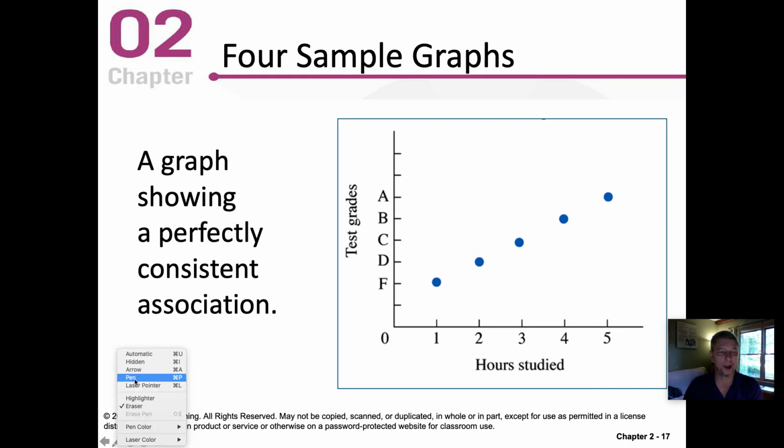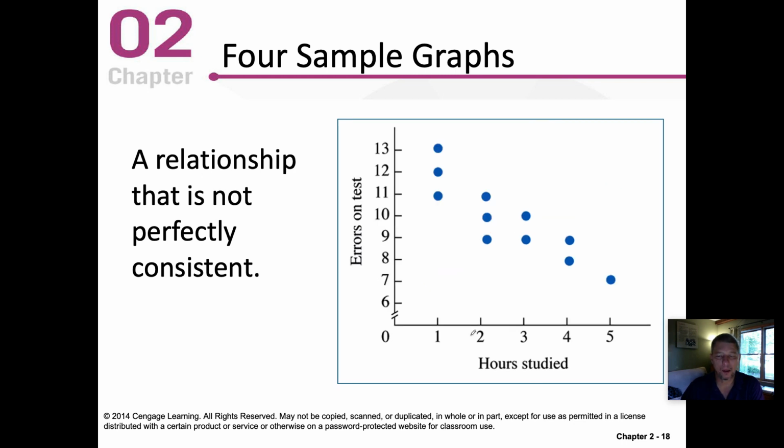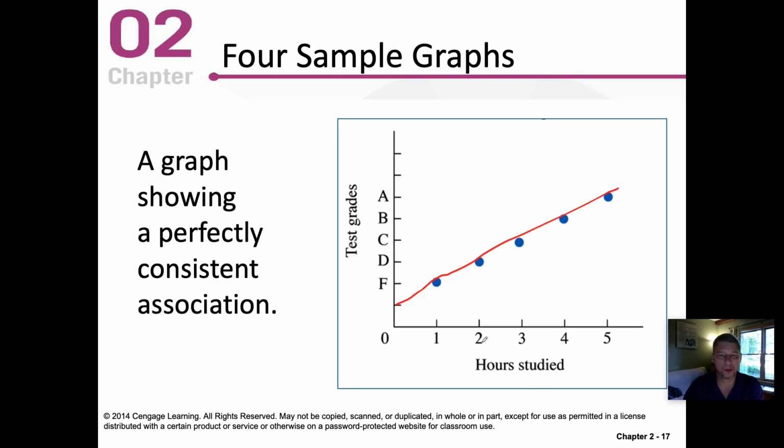Okay. Now, this is a graph that shows a perfectly consistent association. And I like this graph because as you can see, there's essentially a perfectly straight line, and I can't draw a perfectly straight line with a mouse, but you get the idea. And what it shows is that if you only study for 1 hour for a test, you're going to fail. And if you study for 2 hours for that same test, you get a D. Study for 3 hours, you get a C. Study for 4 hours, you get a B, and study for 5 hours, you get an A. And you can predict these.